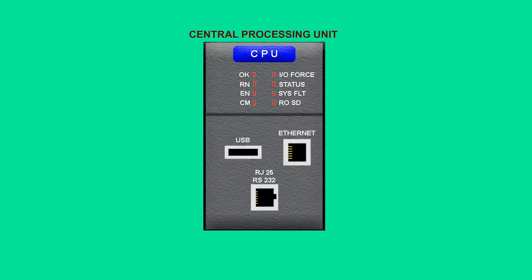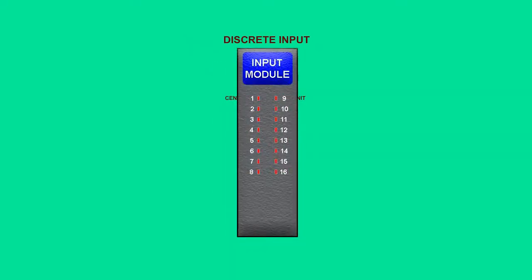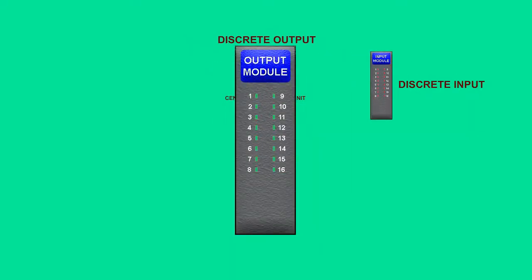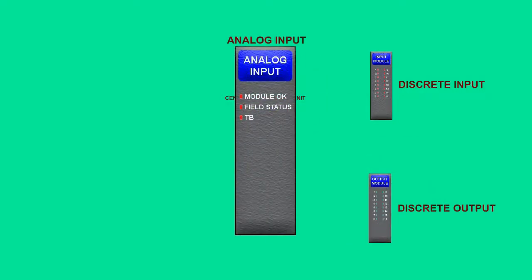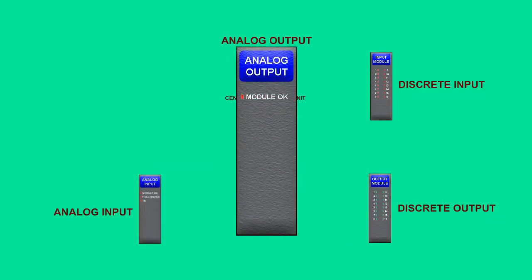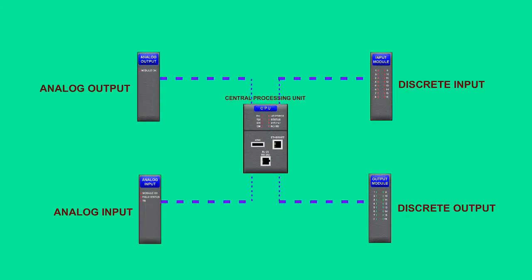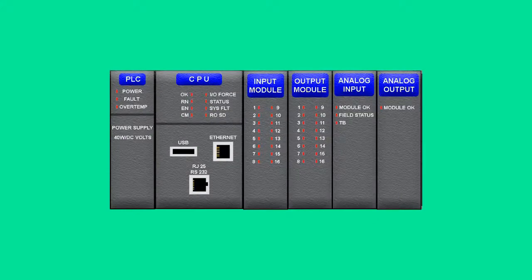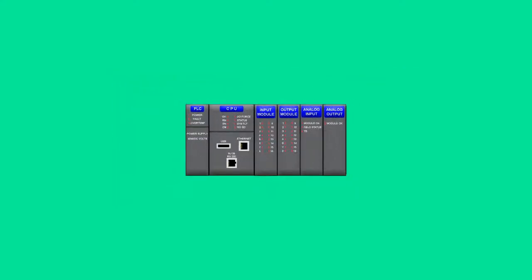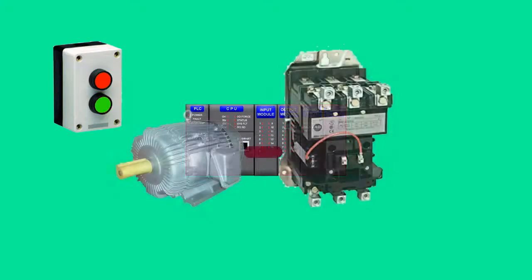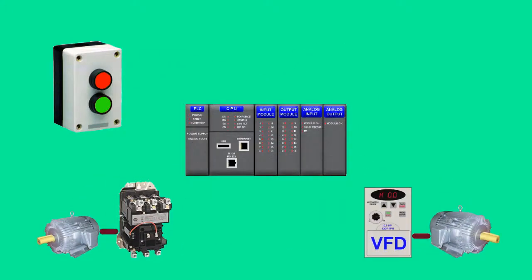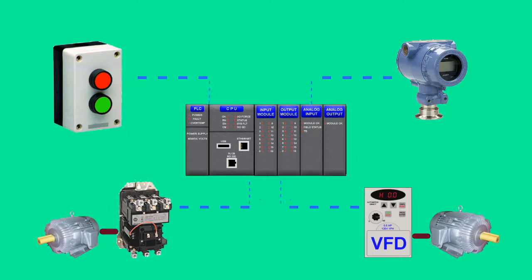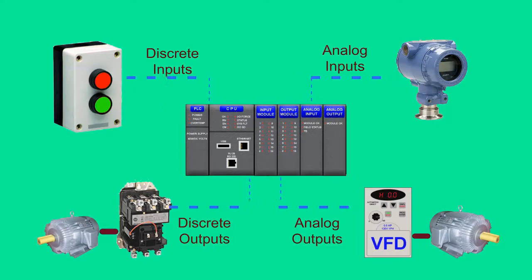Although PLCs are capable of performing a multitude of automation functions, the four basic functions of a PLC are controlling discrete inputs, discrete outputs, analog inputs, and analog outputs. In the example, the four basic functions of a PLC are shown. The PLC monitors the discrete inputs of the push buttons, produces a discrete output to control the motor starter, produces an analog output to control the variable frequency drive, and receives analog input information for system control.